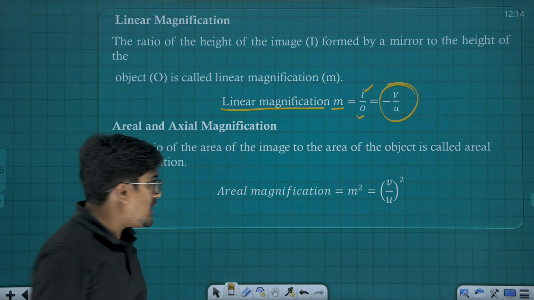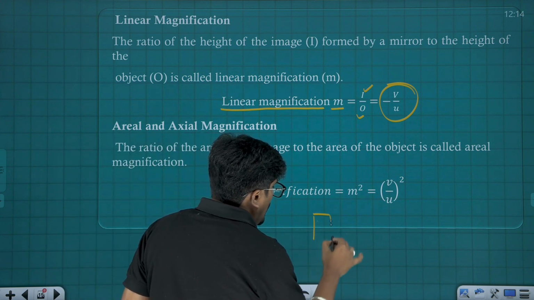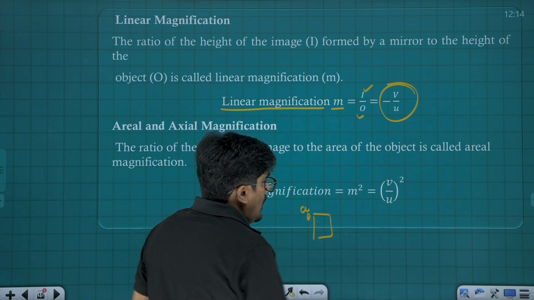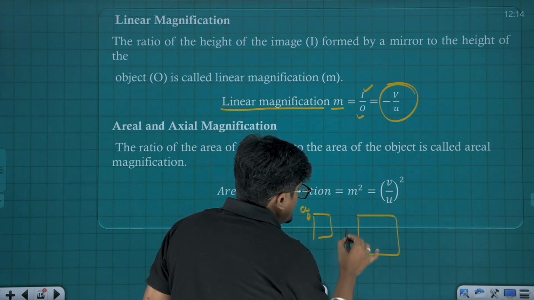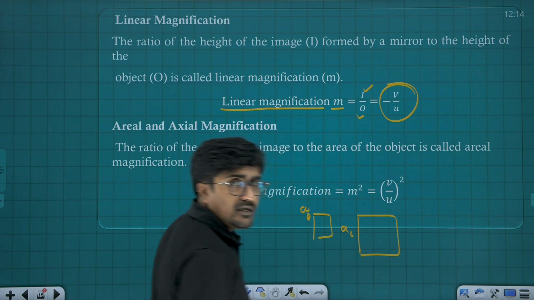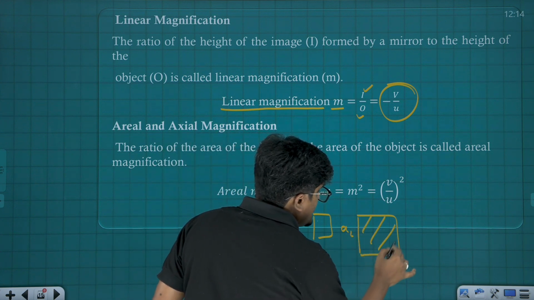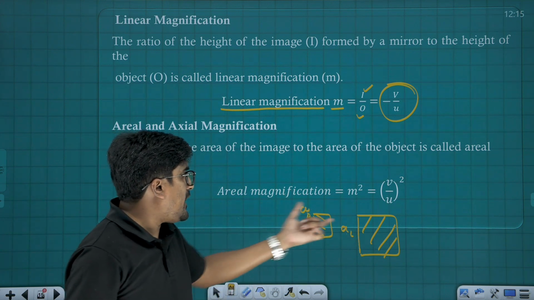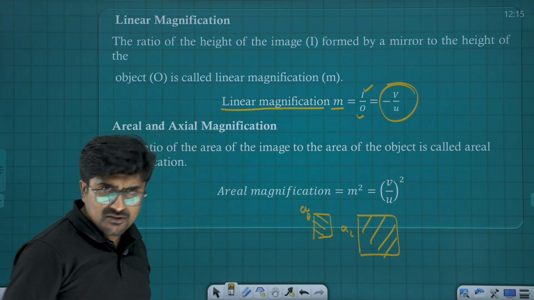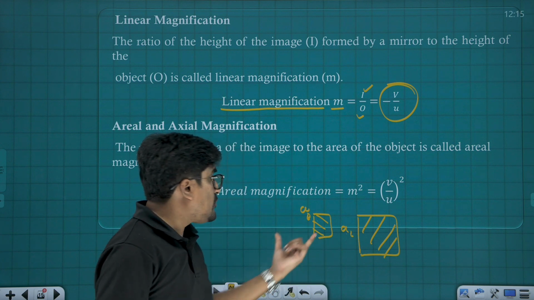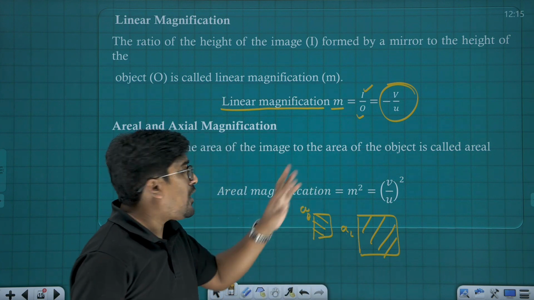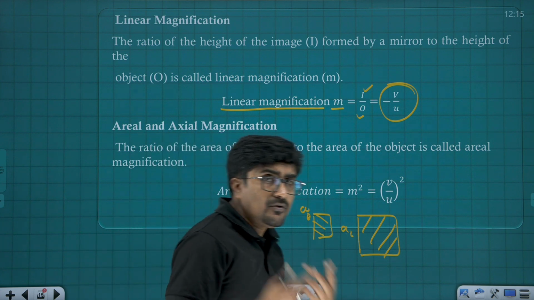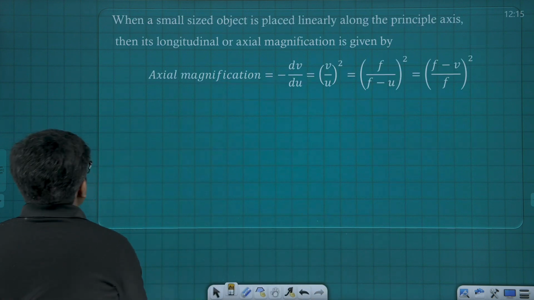Next is areal as well as axial magnification. Areal magnification means I have a frame like this of, say, area A suffix O, and the image formed is like this. Let that be A suffix I, area of the image. So here this is the area of the image, and here this is the area of the object. Area of the image upon area of the object is known as areal magnification. So how do we find it? It is M square, that is V by U the whole square. That is how we calculate the areal magnification.